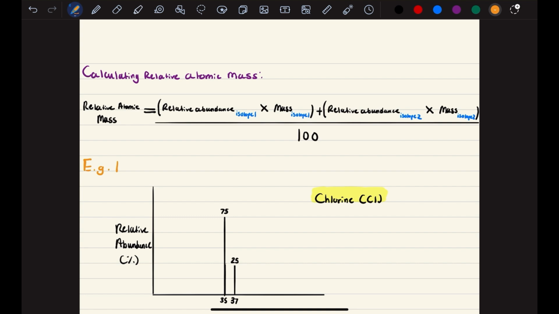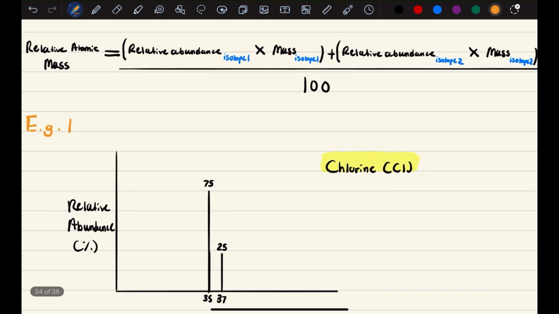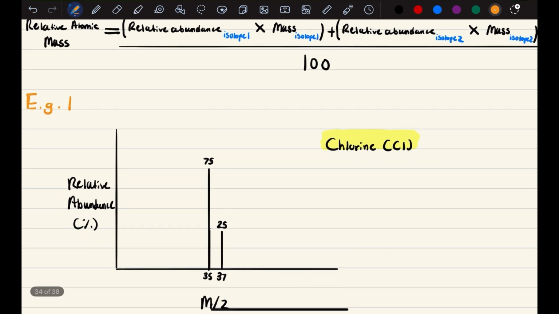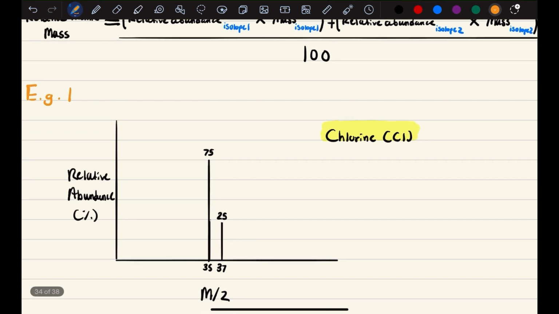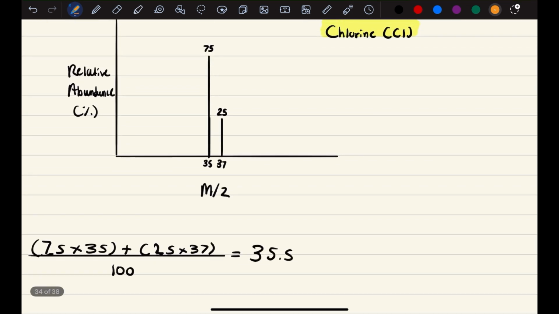Fantastic. Now, we've got a worked example here, just so that you can see the rationale, the thinking behind all of this. So, you see your mass spectrum here. We've got a peak at a mass to charge ratio of 35 and one at 37. Our relative abundances are labeled on the top there. So we're going to input it into the formula. And I should mention we're doing this with chlorine.